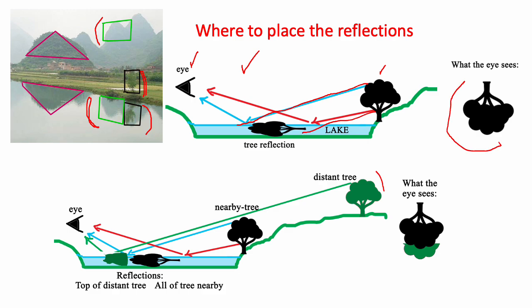Now, what about this distant tree? Where does that go? Well, you just follow it down till it reflects to the eye, and you'll see that it's above the nearby tree. So this would be what the eye would see.